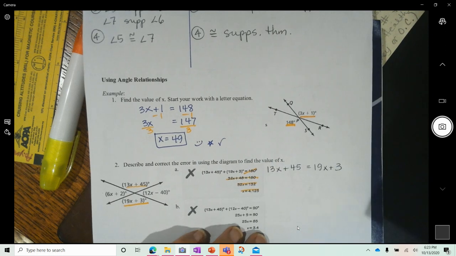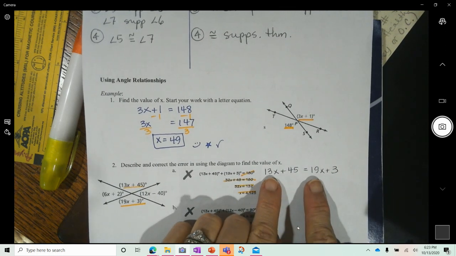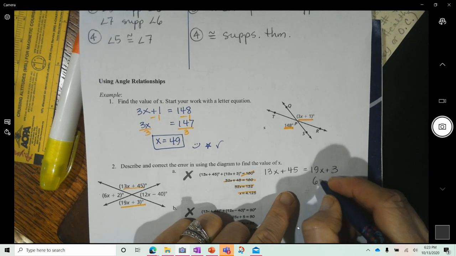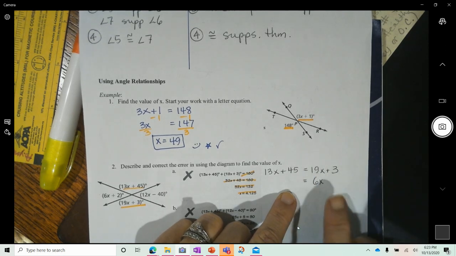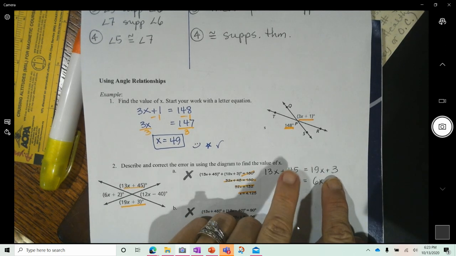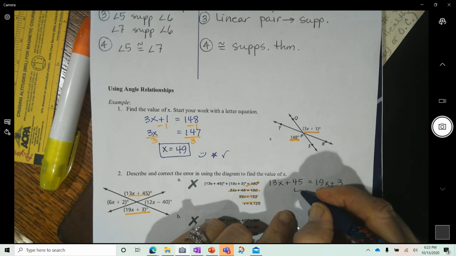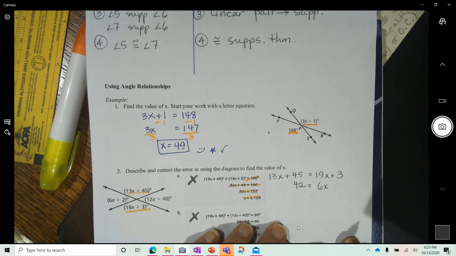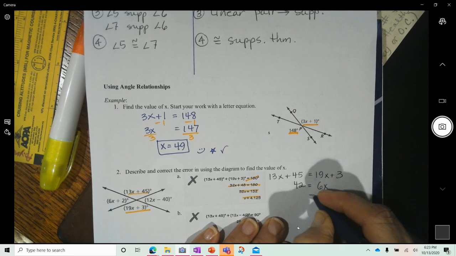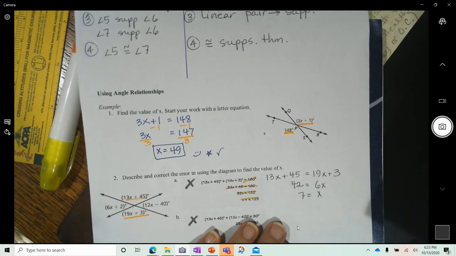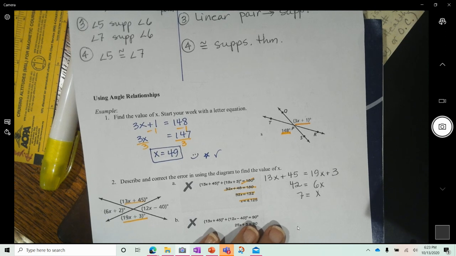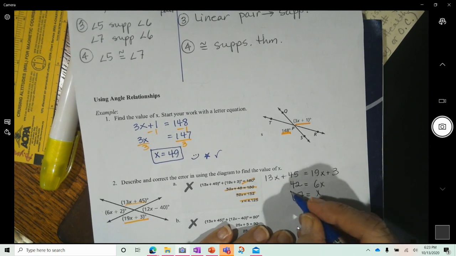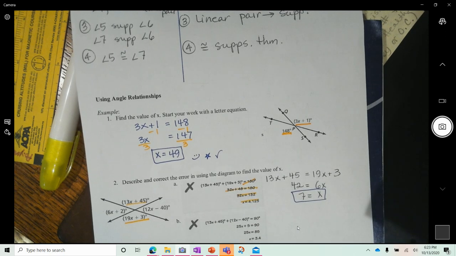And you're going to solve that equation. You're going to take away 13x from both sides so that you get 6x. Then you're going to take away 3 from both sides, so you get 42. Then you divide both sides by 6 to get x equals 7. That's all you have to do on these problems, is find x. Okay, now I will look at the next relationship.